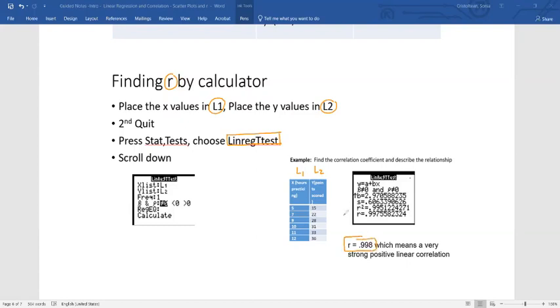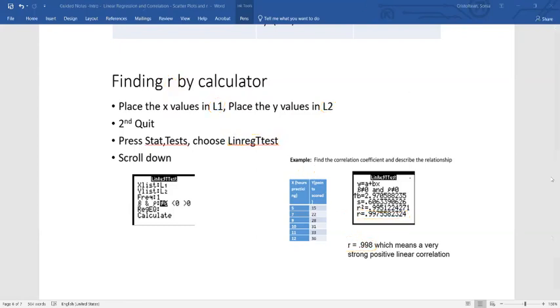For now, we are just focusing on R, and this is R. Rounded to 3 decimal places, it's 0.998, which means there is a very strong positive linear correlation between number of hours practicing and the points scored. So let's do that on an example.